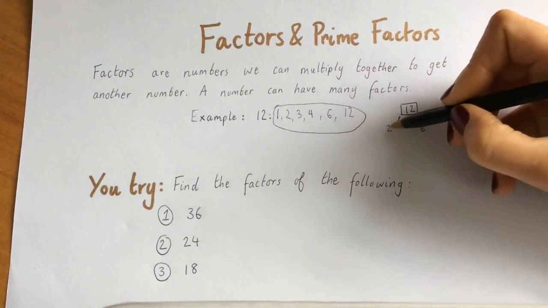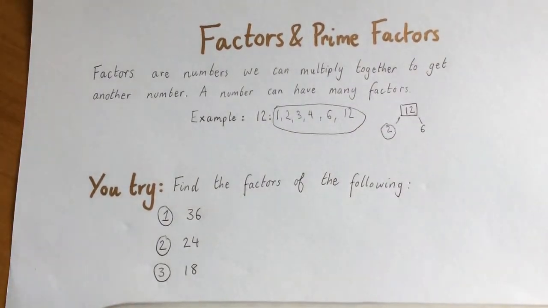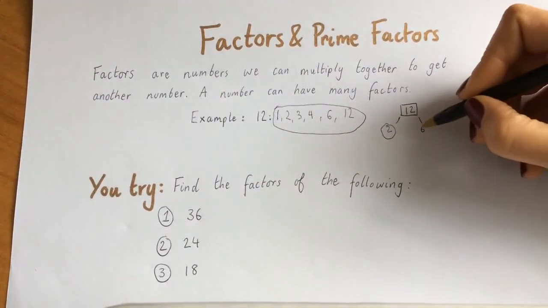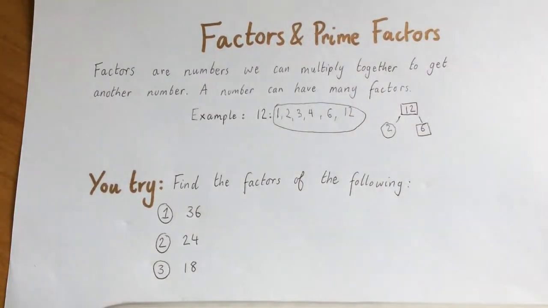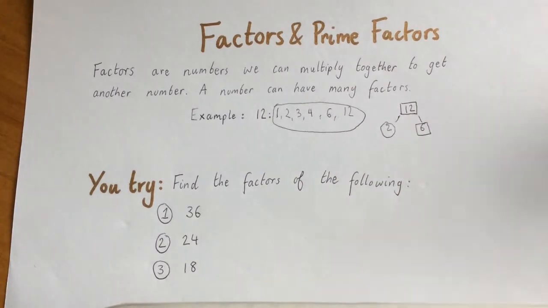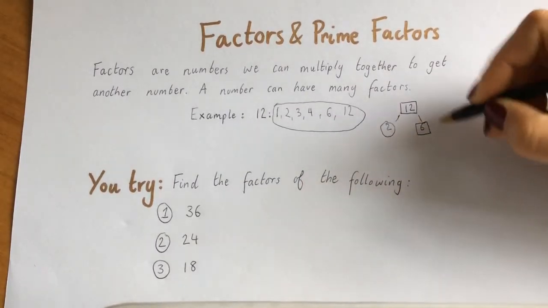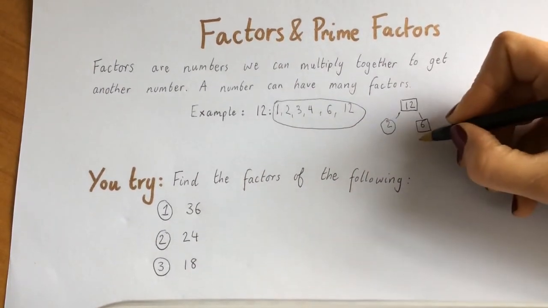So because 2 is a prime number, I'm going to put a circle around it, and it's kind of like the leaf that stops at the end of the branch. And then because 6 is a composite number, meaning that it's still got more factors to go, I'm going to put a square around that one. So now I'm going to look at the two numbers that multiply together to equal 6, and what pops into my head are 2 and 3.